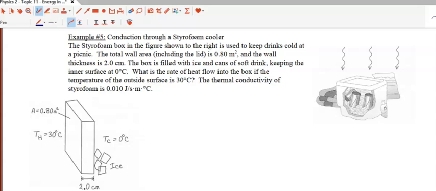Example 5, we're looking at conduction, right? Conduction through a styrofoam cooler. So, in here, we are given a styrofoam box. Let's just write down all of our given information.